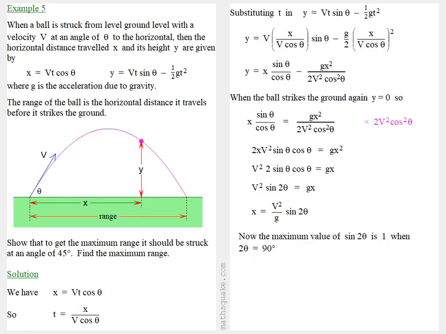Now the maximum value that sine ever takes is 1. So the maximum value of sin 2 theta is 1 when 2 theta is 90 degrees. Now that means theta is 45 degrees. So the maximum value of x is v² over g when theta is 45 degrees. In this case, recognizing the double angle formula towards the end of the question simplifies the last part.